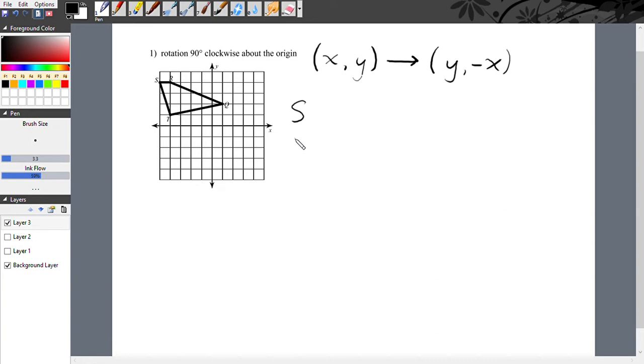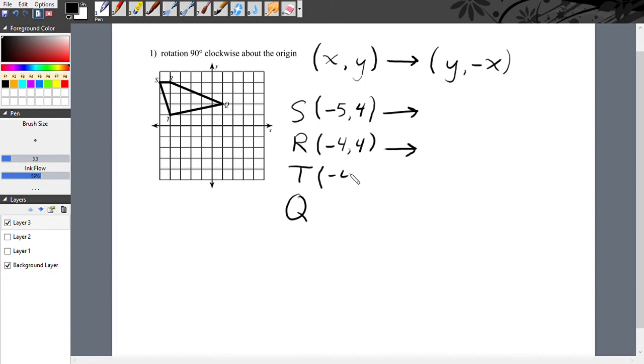And so when we do this rotation, we need to make sure that we list out all of our points. So we have S, R, T, Q. We're going to read all those points right off our graph. S being at (-5, 4). R is at (-4, 4). T is at (-4, 1). And Q is at (1, 2). So those are our 4 points where they are located on our pre-image.